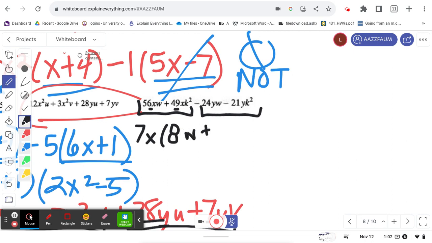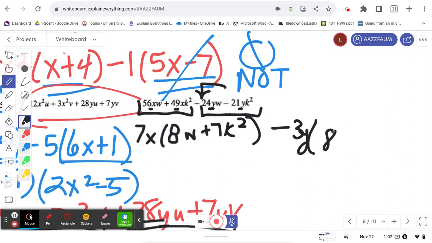8w plus 7k squared, in parentheses, minus, this is my minus sign, and the 24 and the 21 both have a factor of 3. So I'm pulling out a negative 3, and then also a y, so negative 3y. When I do that, I'm left with 8w plus, remember when I pull out that negative from here, this turns to plus. It used to be a minus, and that's going to be 7k squared.